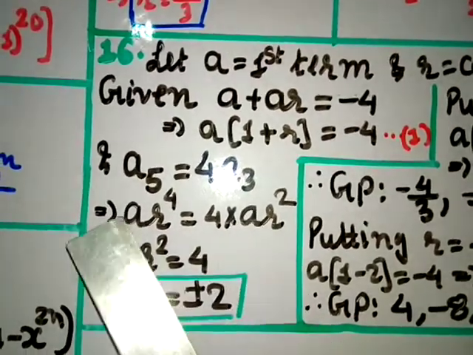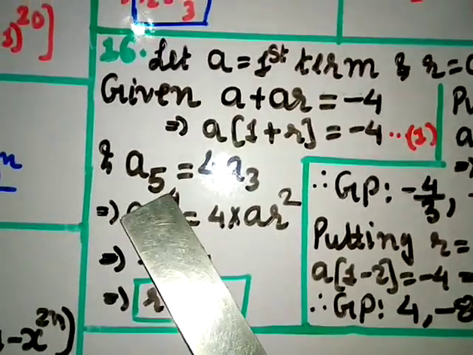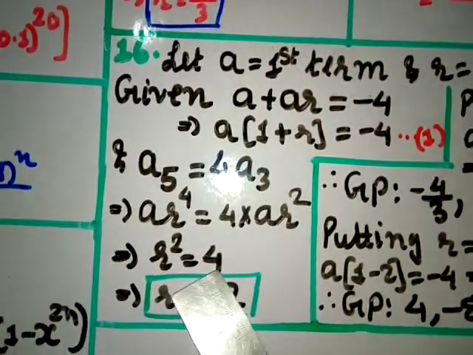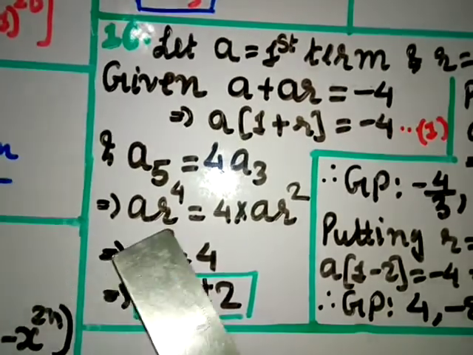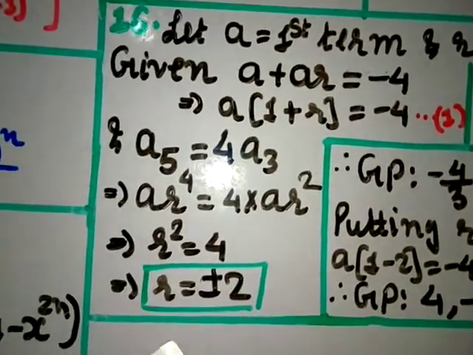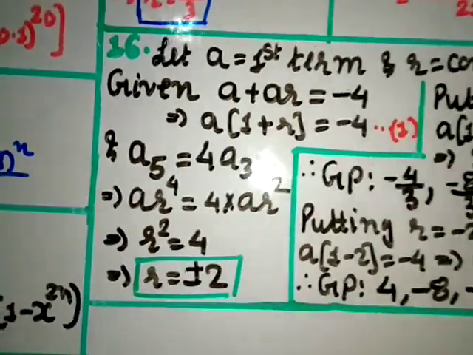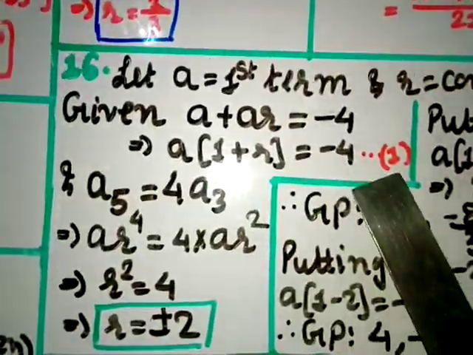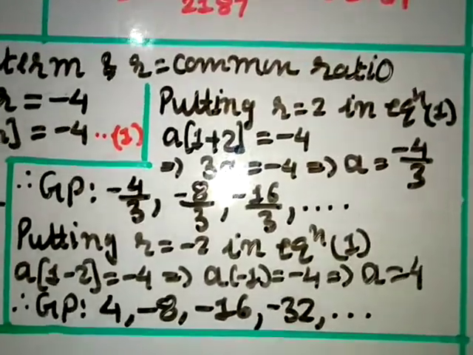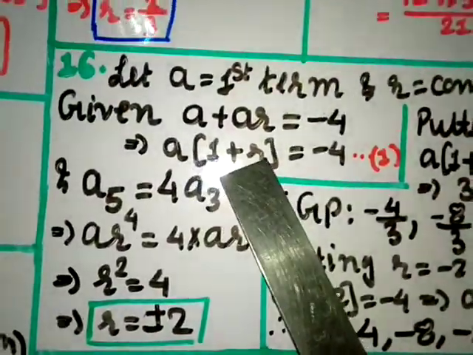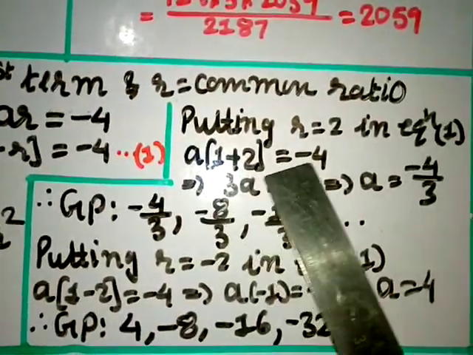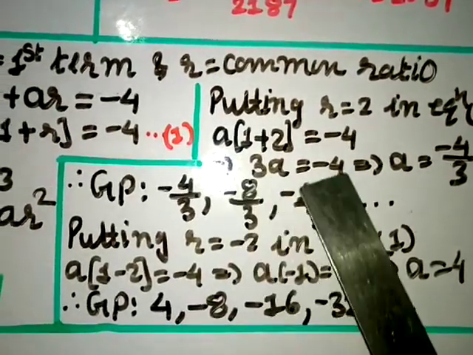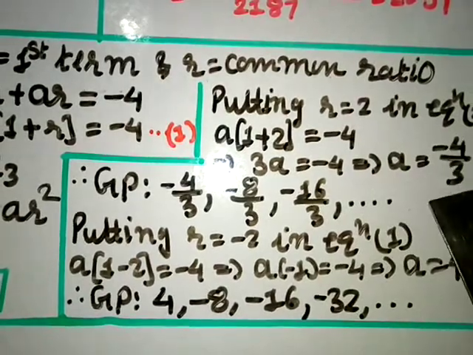Okay, so this A you can cut, R square and R power 4. So you can cut R square, so you get here R power 2 and here remains 4. So here you get R square equal to 4. Take a square root, so R equal to plus or minus 2. Now putting R equal to 2 in equation 1. This is my equation 1. So put R equal to plus 2 first. So you put here 1 plus 2. So A into 1 plus 2 equal to minus 4. So this is 1 plus 2 is 3A equal to minus 4. 3 transfer over here. So A value is equal to minus 4 by 3.